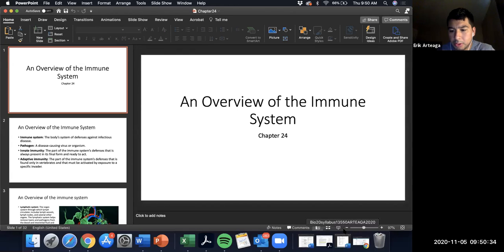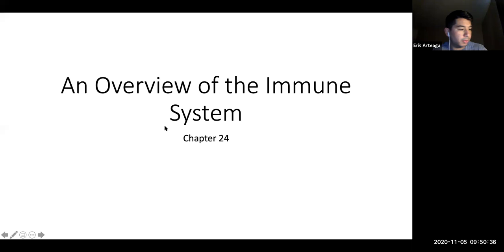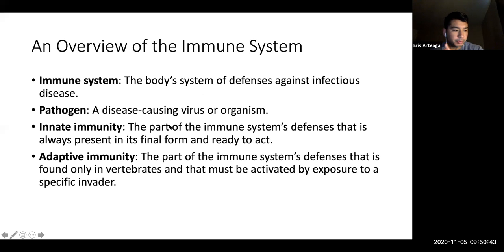So we'll go ahead and start on chapter 24. All right, an overview of the immune system. So what is the immune system? So the immune system is a body system of defenses against infectious disease, right? And this is very important. And it's kind of been a topic that's been recently brought up in the news about individuals that are susceptible versus individuals that are not as affected by a disease, right? Especially when we're talking about COVID-19.